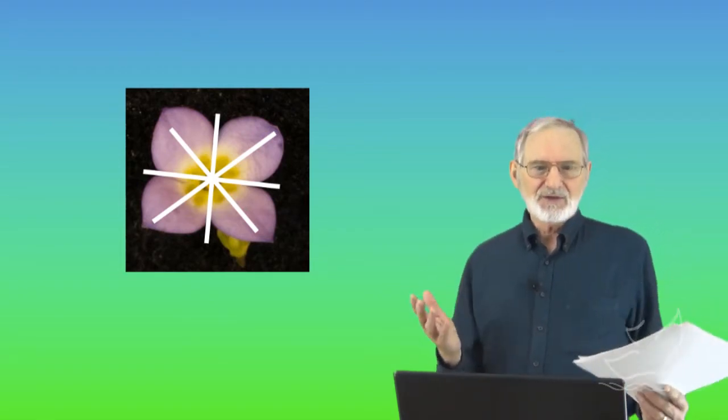And all these lines that you draw through the flower appear to be rays coming out of the center, or rays out of the sun. So that is the case where the flower symmetry is radial. Rays, radial.